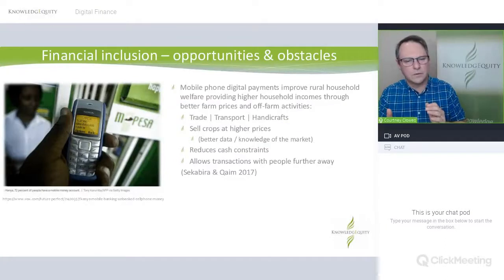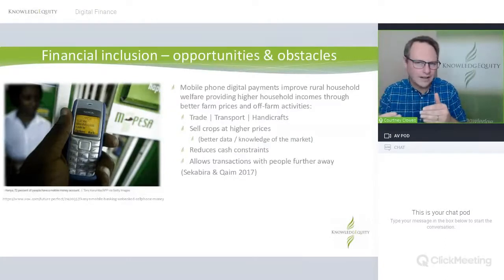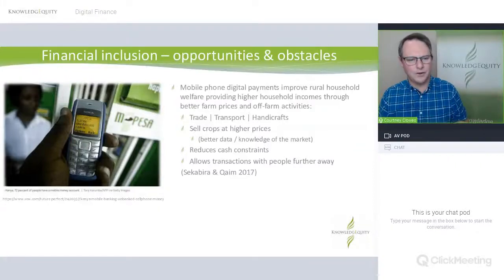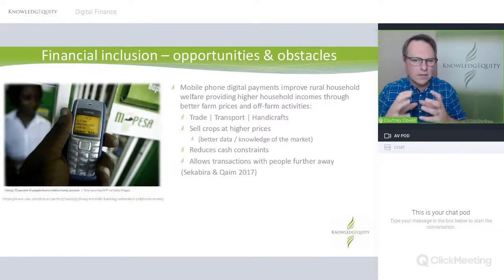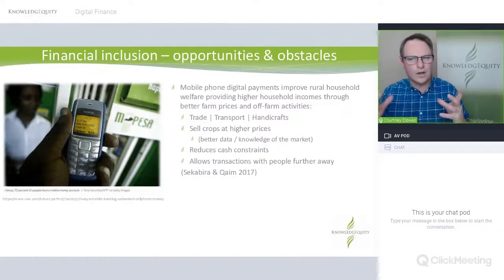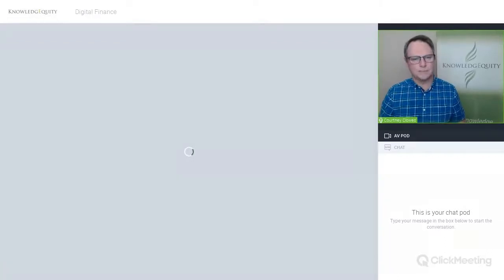The other benefit is when you only can trade with people you directly interact with, you've got cash constraints and you can't transact with people further away. But now you can message, you can buy and sell across the country. And you can also start developing other things. You're not just selling farm goods, but off-farm activities like handicrafts, things that you've made. So you can grow your income, grow your wealth, improve your welfare.